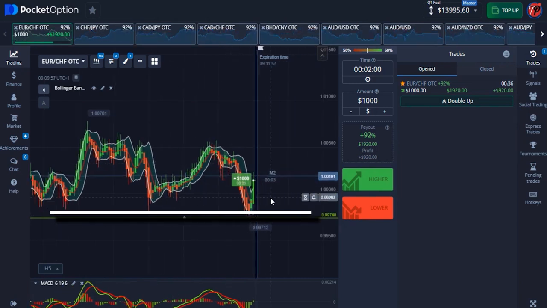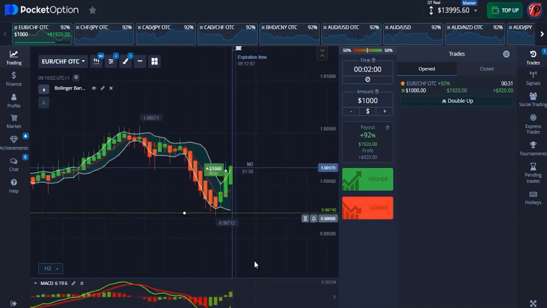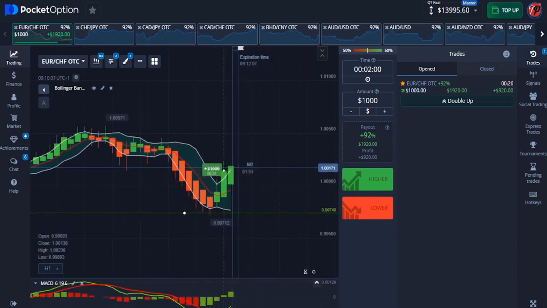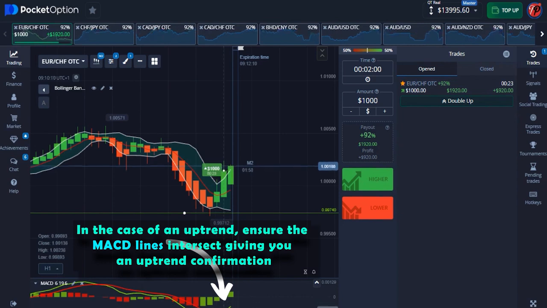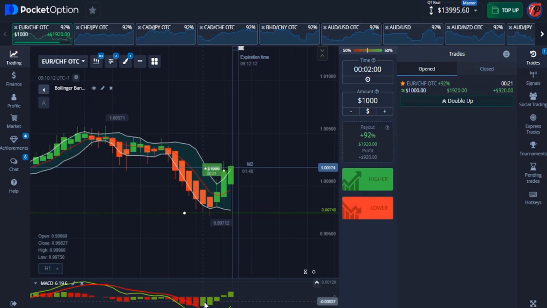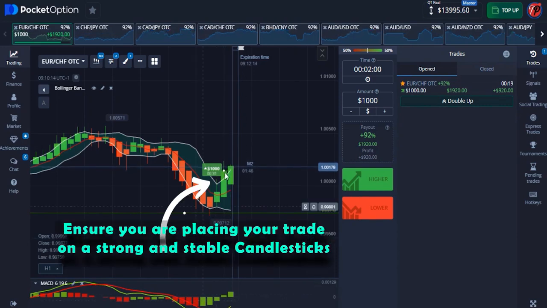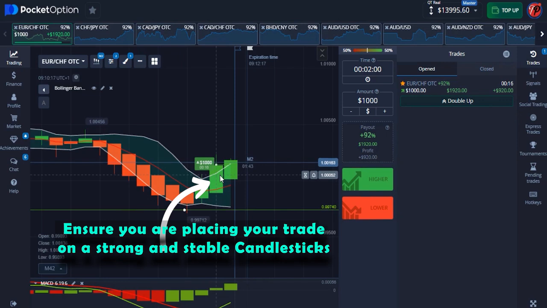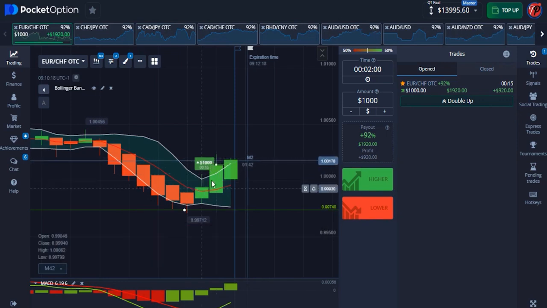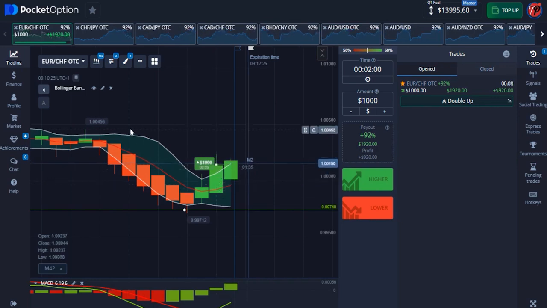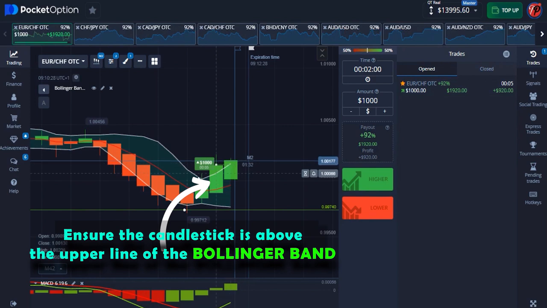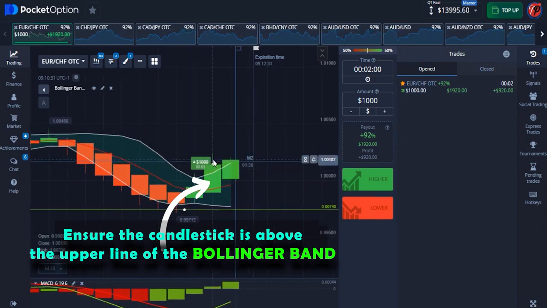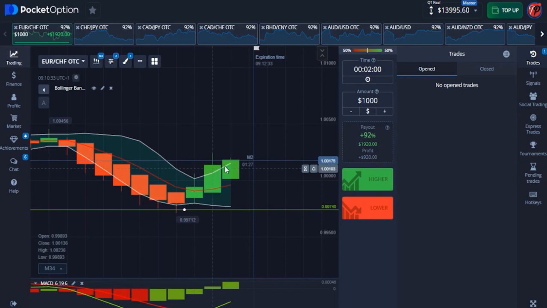and that's where I actually enter my trade. So when you spot this kind of position in the market, another thing for you to confirm is your indicator. Before you enter a trade, always make sure that your MACD line and signal line intersect each other, and make sure that the MACD is below the MACD signal line here. That's the number one thing. The second thing is to make sure that the candlestick you're placing your trade on is a very strong reversal candlestick. Make sure that the candlestick breaks above the upper line of your Bollinger Band. It is very important. So make sure the candlestick is above the upper line of your Bollinger Band. That's the number one thing.